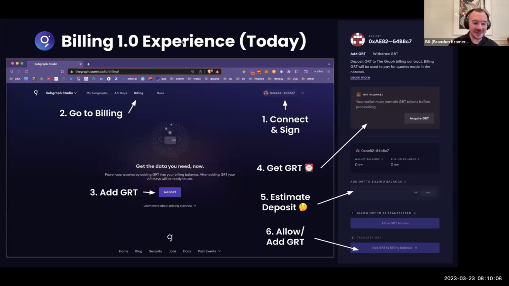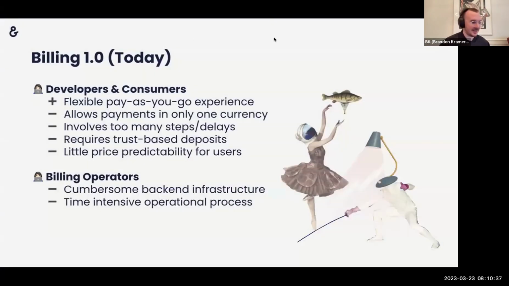It can be like 7 to 10 days. You have to wait to acquire GRT, and be allowed to transfer that out depending on how much you have. Once this is completed, you'll have the additional obstacle of needing to know how much GRT you'll need to deposit and how that translates to queries each month. And then ultimately, after you've figured all of that out, you'll be able to allow and add GRT to pay your billing balance. So obviously, this isn't the ideal experience, but in recent months, it's gotten a little bit better. That said, there's still some room for improvement, and that's what I'll be talking about today.